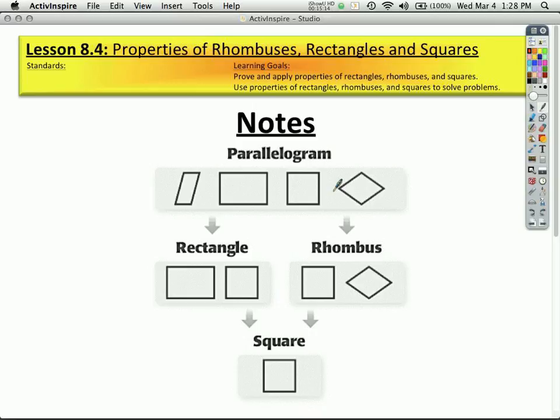So let's back up for a second, and Dalton, I'll get to your question, so don't forget it. But could someone give me a property of a parallelogram? Any property that you can think of. Shelby?